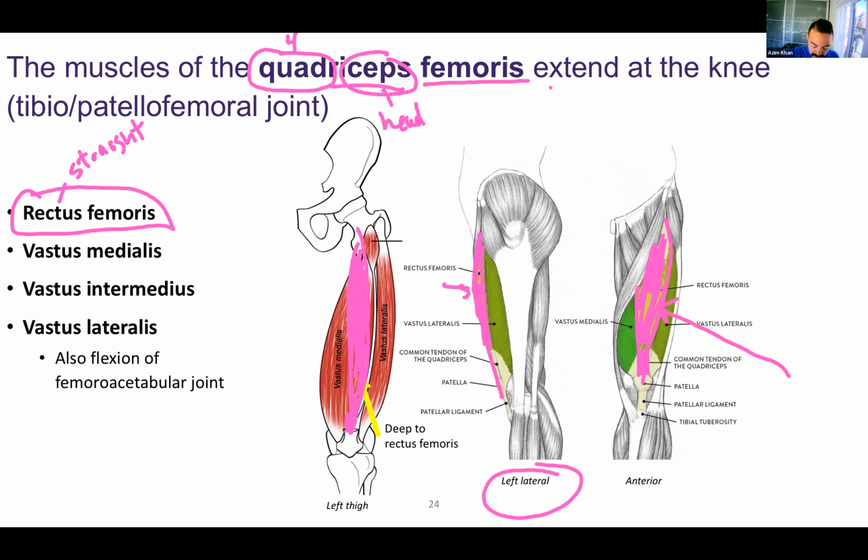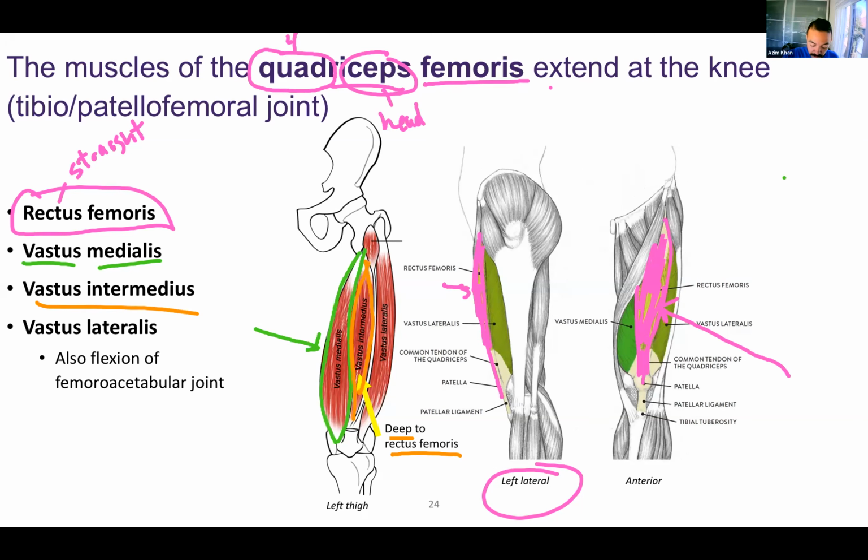If I clear what I colored here on the first picture, we can better see the other muscles. The most medial of these four is vastus medialis. Vastus means big, vast. It's a medial one. The one in the middle and deeper, deep to rectus femoris, is vastus intermedius.